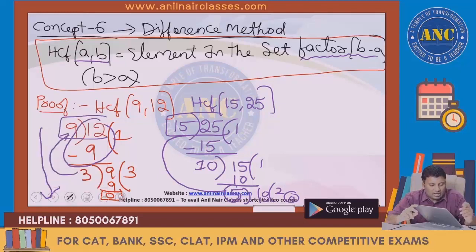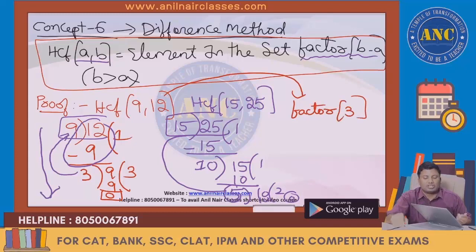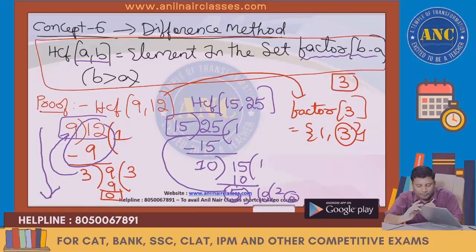What is the horizontal concept? HCF of 9, 12: the answer is an element in the set of factors of their difference. Factor of 12 minus 9, which is 3. What are the factors of 3? 1 and 3. Check which is the largest number which will divide the numbers. 1 9 is 9, 1 12 is 12, 1 will divide. 3 3s are 9, 3 4s are 12. Highest is 3.